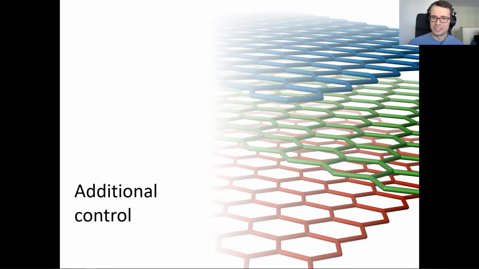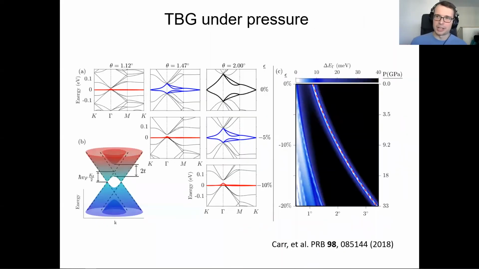So this one will be fast. Okay, how can we change the Hamiltonian? Well, number one is pressure. If we make the layers and push them closer together, the tunneling gets stronger. And if you make the tunneling stronger, the condition for the magic angle changes.